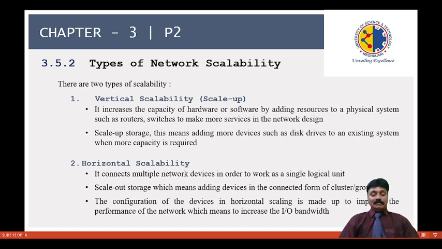So the maximum level of data needs to be transferred or shared among the various clients from the internet or various file servers, and that can be done by using this horizontal scalability.